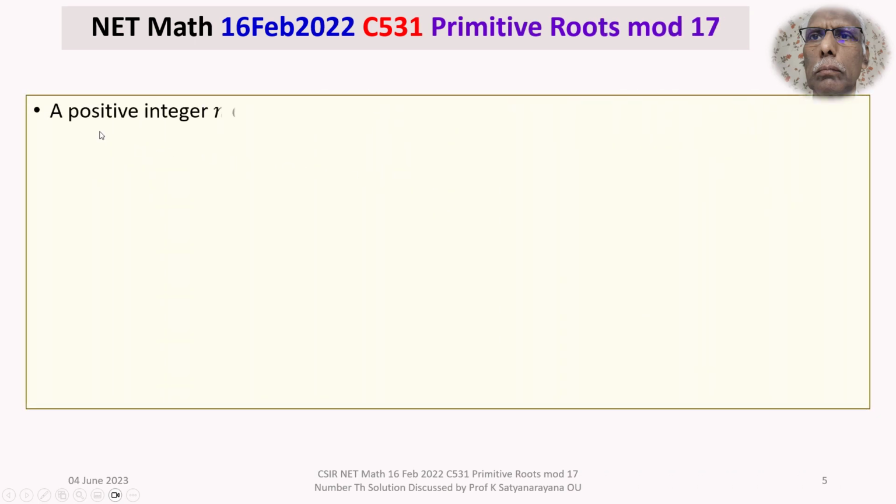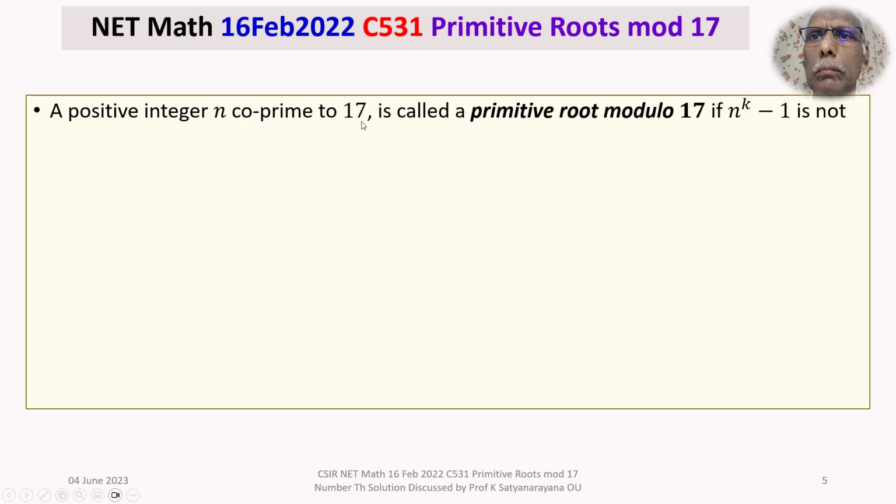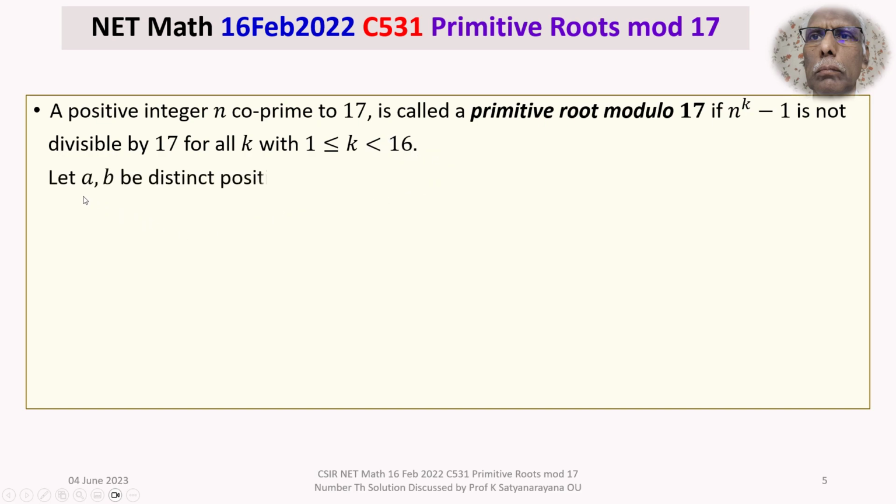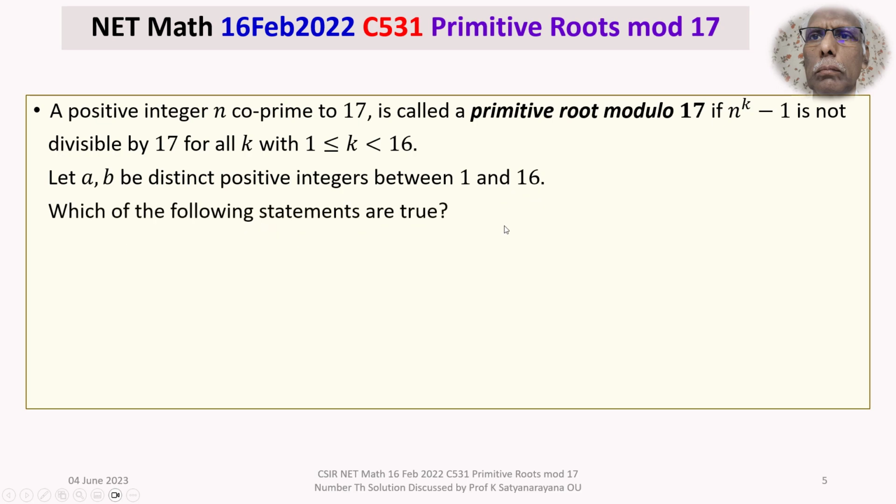The given question is: a positive integer n which is co-prime to 17 is called a primitive root modulo 17 if n^k − 1 is not divisible by 17 for all k with 1 ≤ k < 16. Let a, b be distinct positive integers between 1 and 16. Which of the following statements are true?